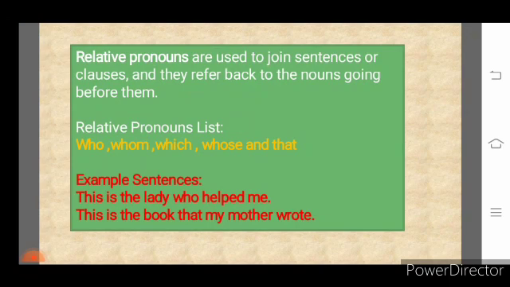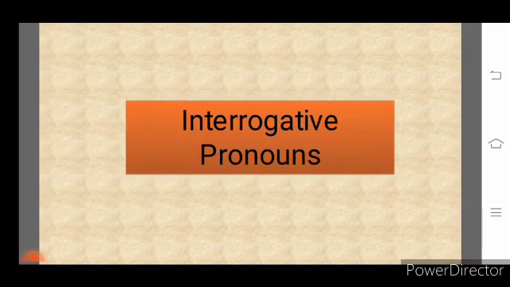Relative pronouns are used to join sentences or clauses, and they refer back to the nouns going before them. Who, whom, which, whose, and that are the relative pronouns. Clear? So this is the lady who helped me. So we are talking about the same lady who helped me. Okay, we use who for the people. This is the book that my mother wrote. So we are talking about the same book which is written by my mother. Clear, students? So relative pronouns are the pronouns that join two sentences.